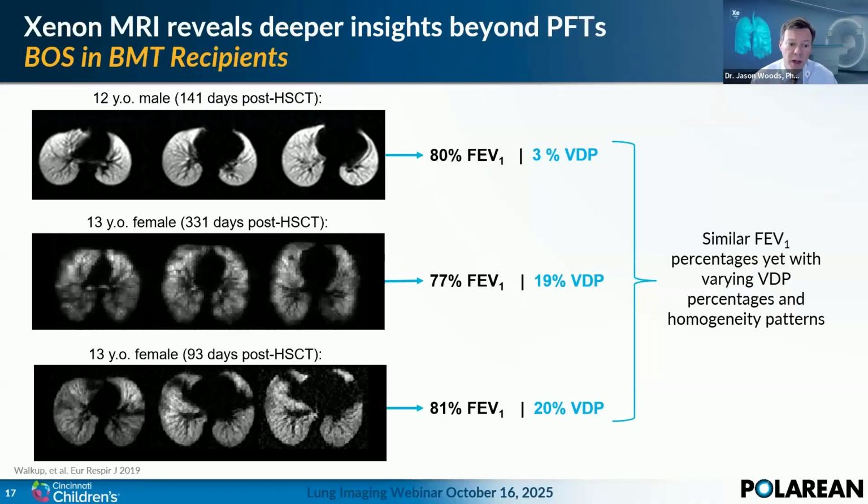And then the patient on the bottom has a couple of larger defects. And all of those are very different kinds of phenotypes. But the top one is very uniform ventilation. The bottom two are very non-uniform ventilation, all with the same FEV1.